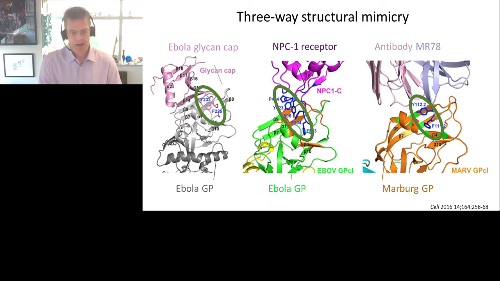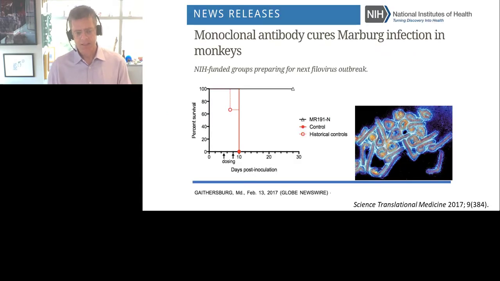So one of these antibodies, called MR191, has been licensed to a company, Mapp, that you may know of from ZMapp work. So they were very interested in filovirus work. We have studied this antibody in monkey models, which are invariably fatal. So this is a survival curve, and by 10 days, all untreated animals are dead with this lethal challenge, but antibody-treated animals are all living.